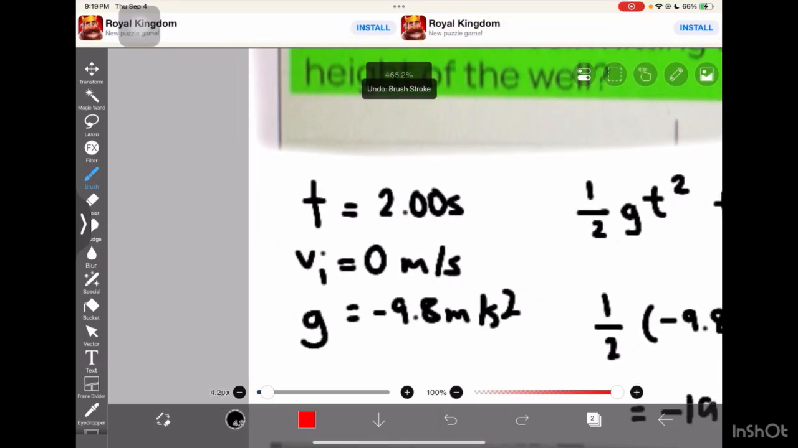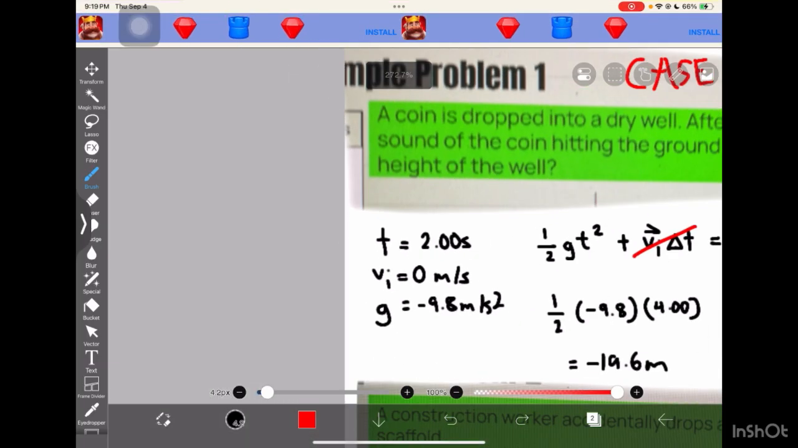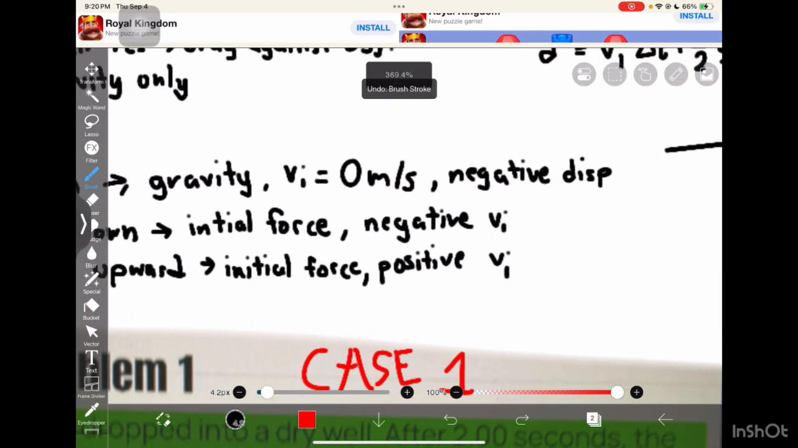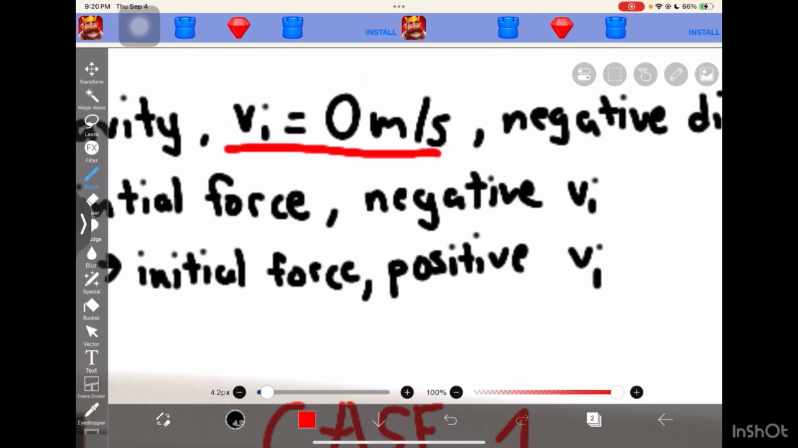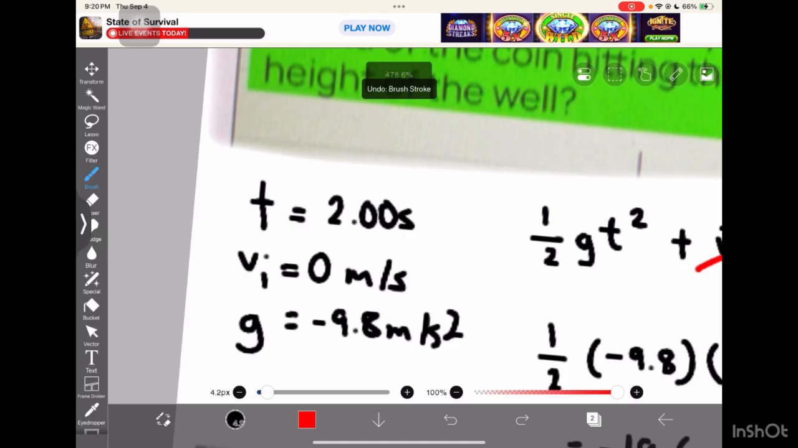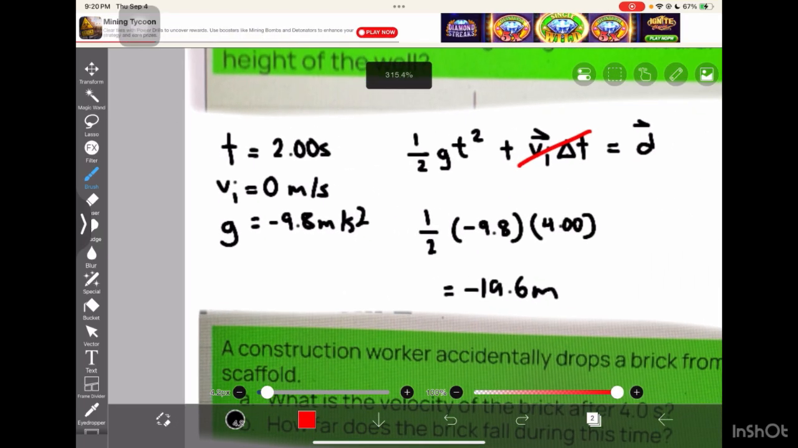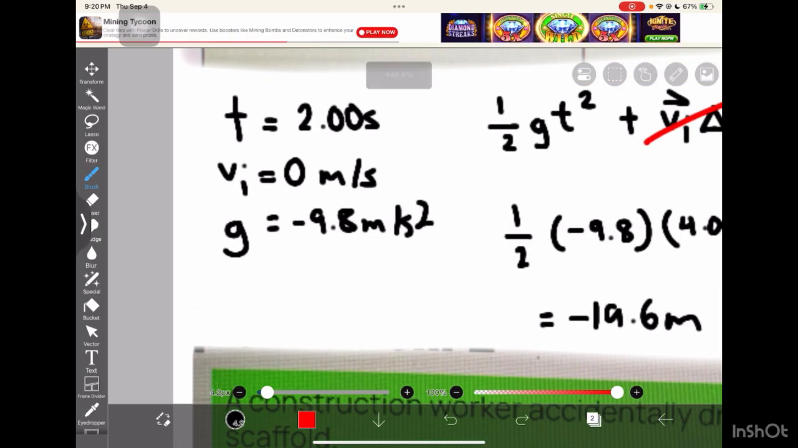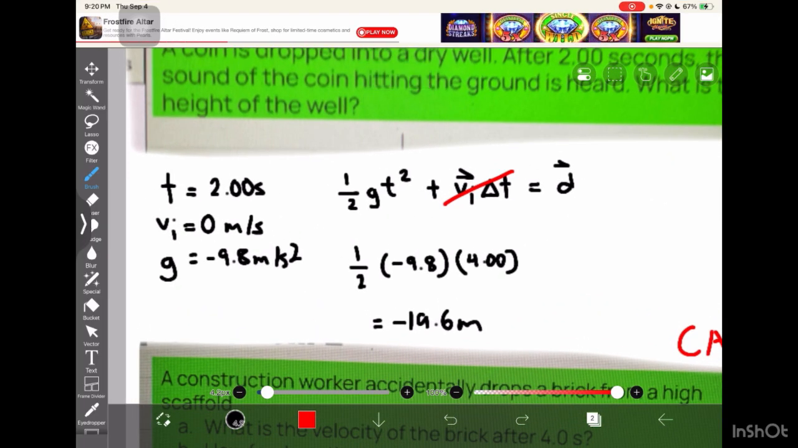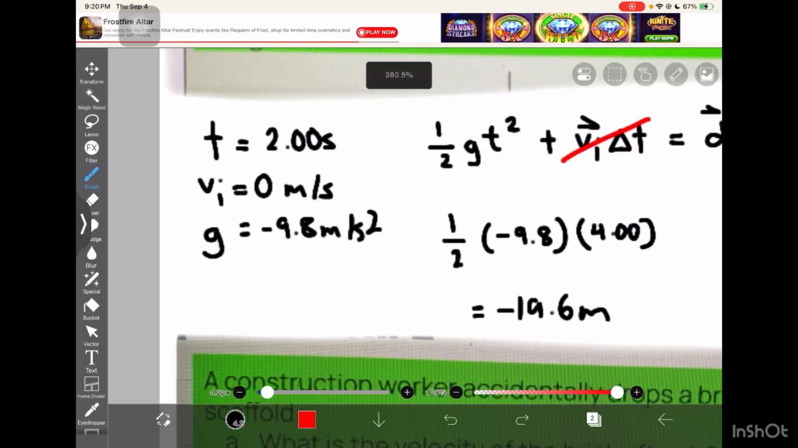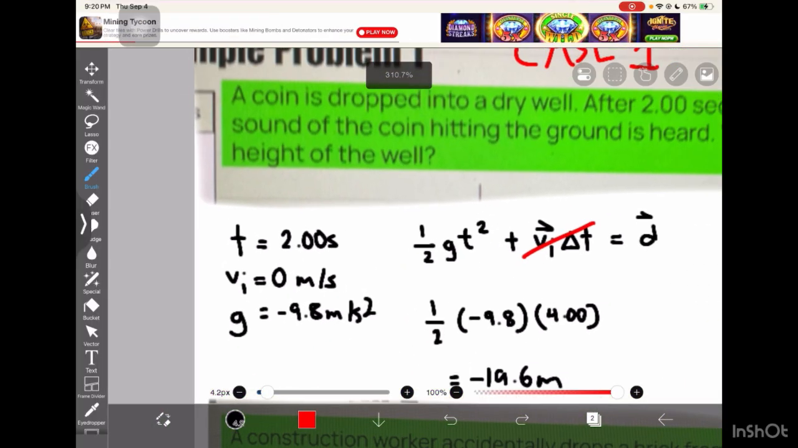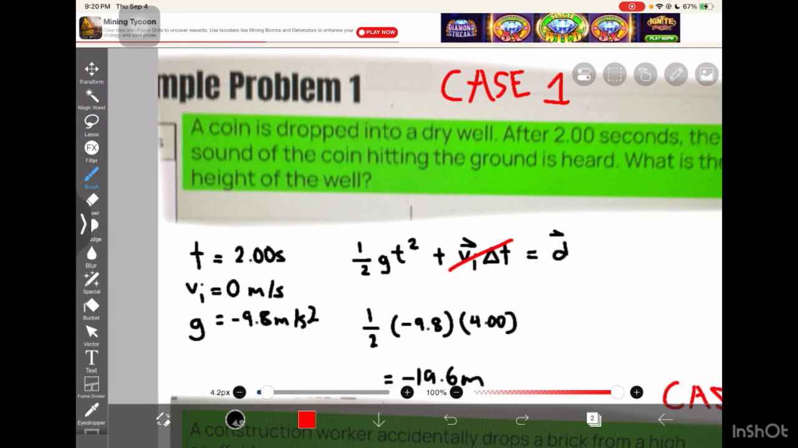But remember, there are also 2 other constants we have to factor. First and foremost, we have the word dropped. Based on our definition, if it's dropped, it's always V sub I equal to 0 meters per second. So we use that one over here. Similar to our UAM equations, we just need 3. And our third given is always the gravity. So we have time, V sub initial, and gravity. And we're looking for the height of the well, which is displacement.